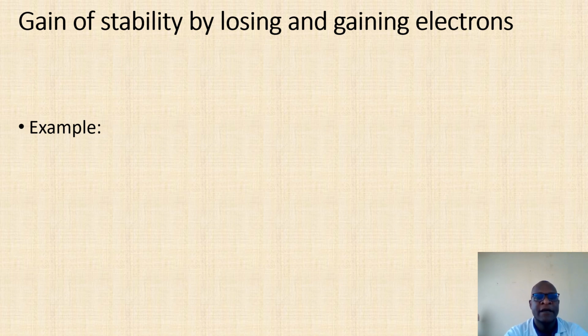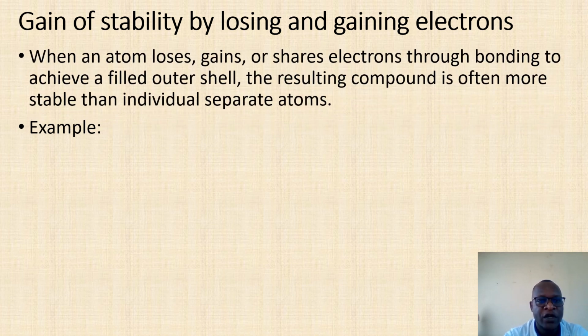Okay. Let's move on to the gain of stability by losing or gaining electrons. We know that an atom can lose or gain electrons or even share electrons through bonding to achieve an outer shell which is full. And at the end, the atom is going to form a compound, and that compound will be more stable than the individual atom.